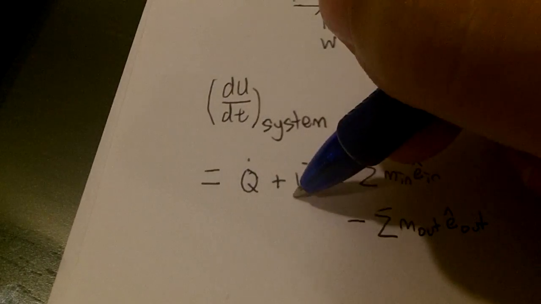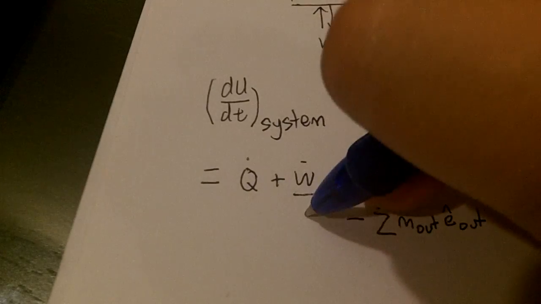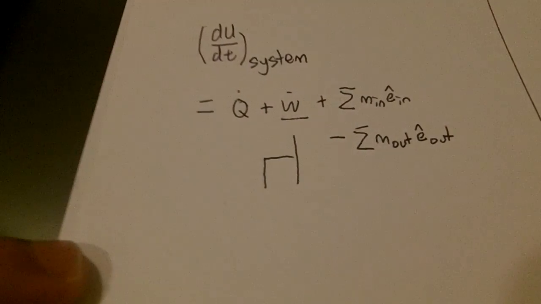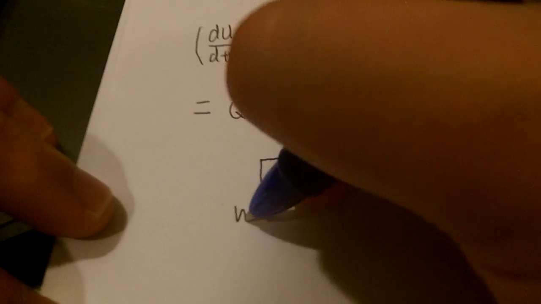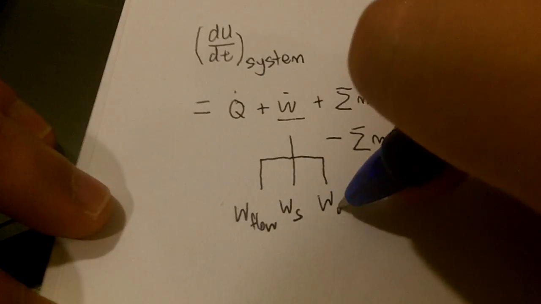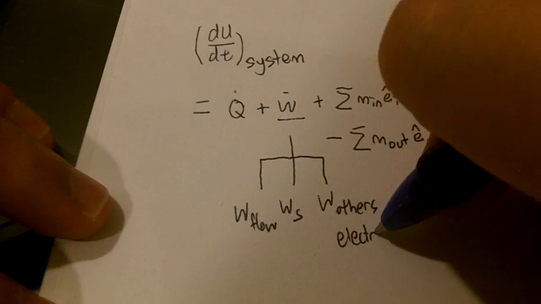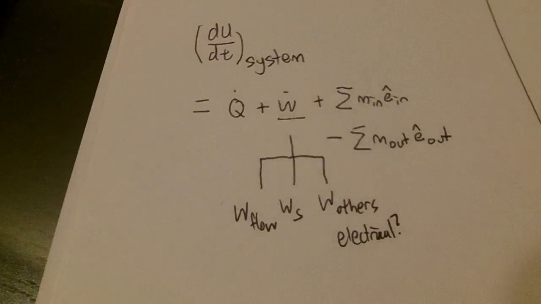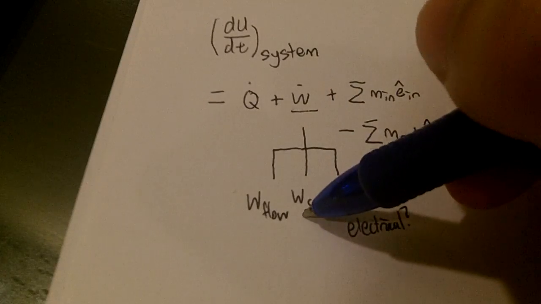Okay, now when we talk about work, there are many kinds of work that can be done into the system. You basically put these into 2 or 3 categories. You have flow work, you have shaft work, maybe other kinds of work, such as electrical and so on. We won't be touching on this, we will mainly deal with shaft work and flow work.